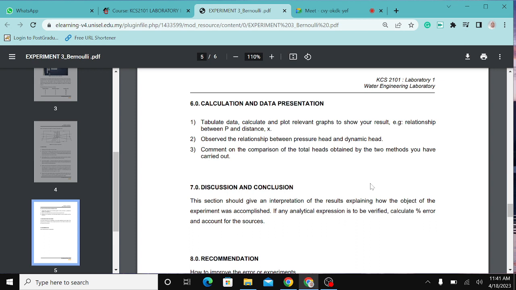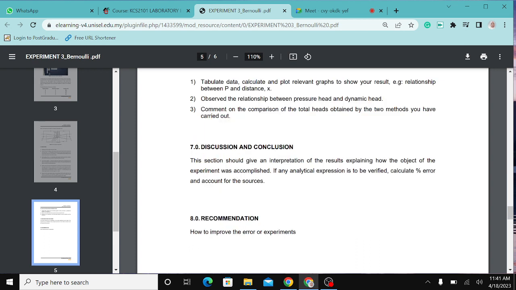Okay, and then please state the comparison of the total heads obtained by the two methods you have carried out. So after you present your data collections and your raw data, discuss and then interpret the results. Okay, and then end with your recommendations on how to reduce the error while doing the experiments.